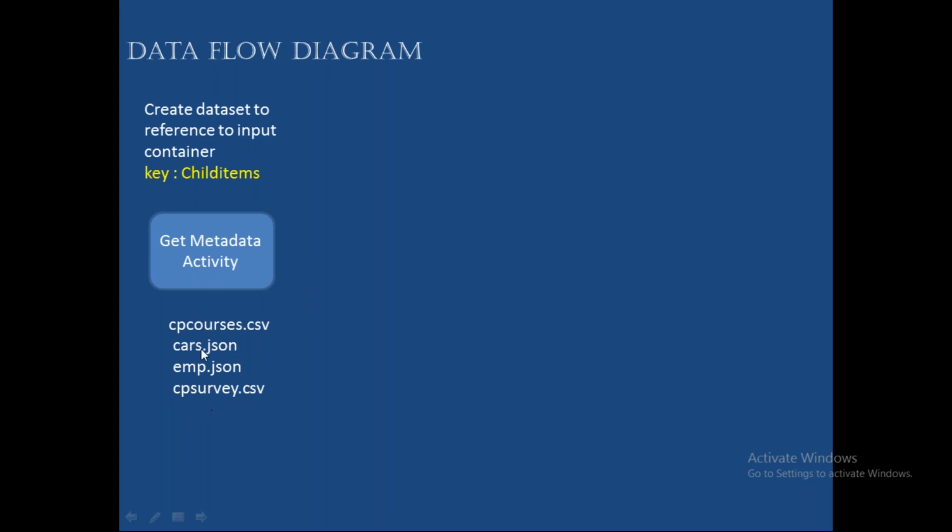Which activity will do this? The get metadata activity will give all these files. All these files are available inside what? The input container. To get all these files in the get metadata activity, you need to say all the child items of the input container. Whatever files you have inside this container, all those come under child items. All these file names I will pass to the filter activity.